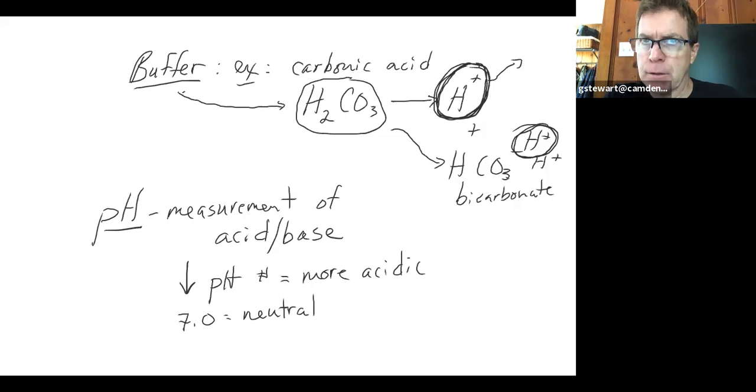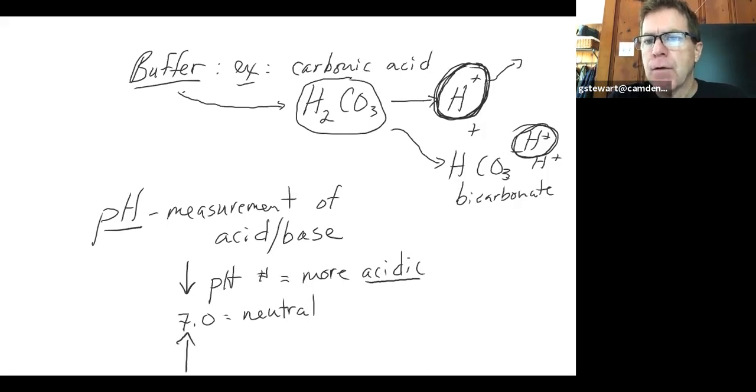Things like the stomach during digestion would be a dramatic exception to that rule. But by and large, our fluids are close to 7.0 and neutral. If the number gets less than 7, the environment is acidic. So a pH of 3.0 or 2.0 is very acidic.